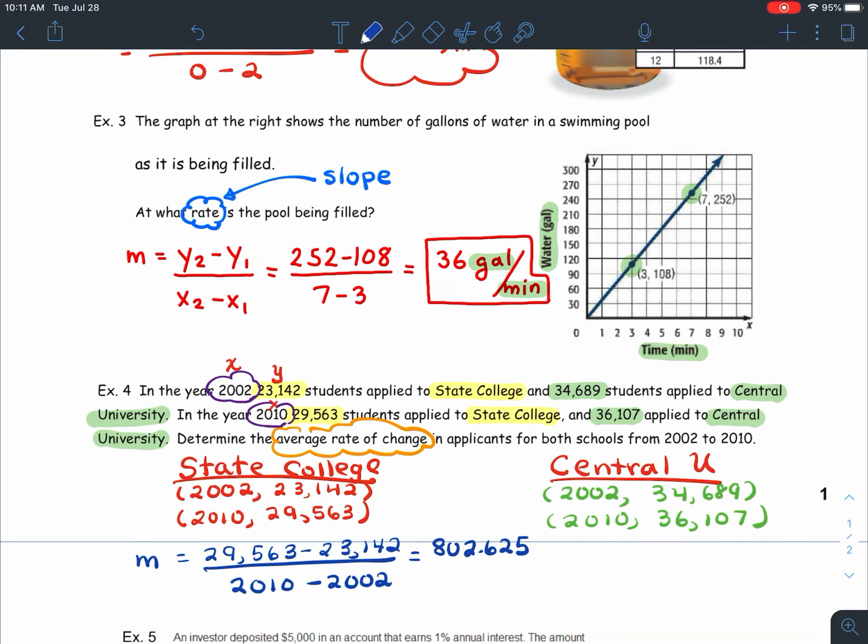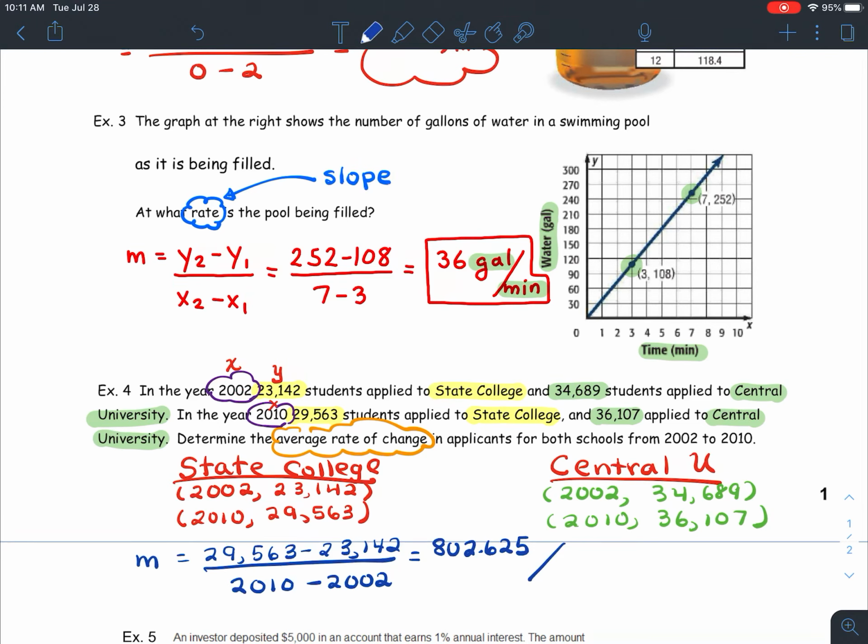Okay, I want you to think about how this should be labeled. We always want to label this our Y variable per our X variable. So let's think about what the Y variable was. It was these numbers right here. These represented the number of students or number of people, and then our X variable was the year.